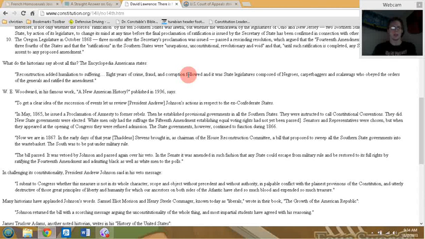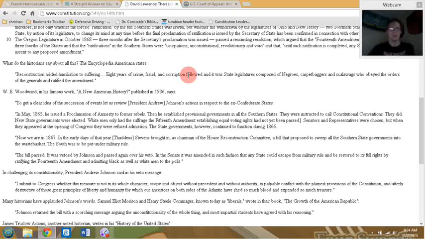New state governments were elected. White men only had the suffrage. The 15th Amendment establishing equal voting rights had not yet been passed. Senators and representatives were chosen, but when they appeared at the opening of Congress, they were refused admission. The state governments, however, continued to function during 1866.